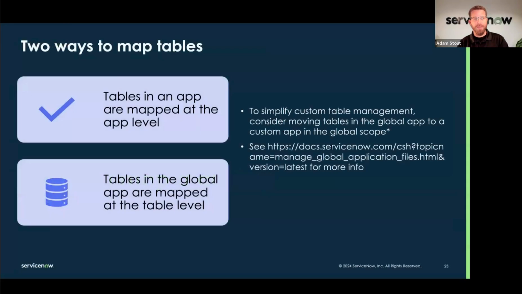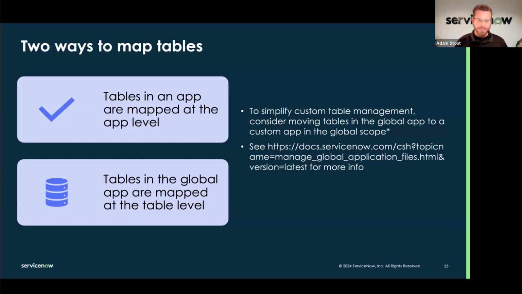So there's 2 ways to map custom tables. There's 2 classes of tables that we're looking at. And the 2 guidelines are: tables in an app are mapped at the app level. So that means if I have a scoped app, all of the tables in that app are mapped to one subscription or a different subscription, but we don't split them.